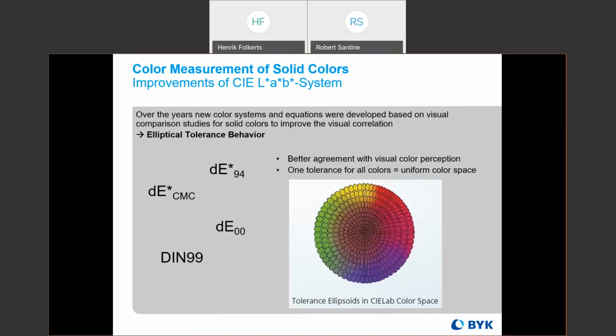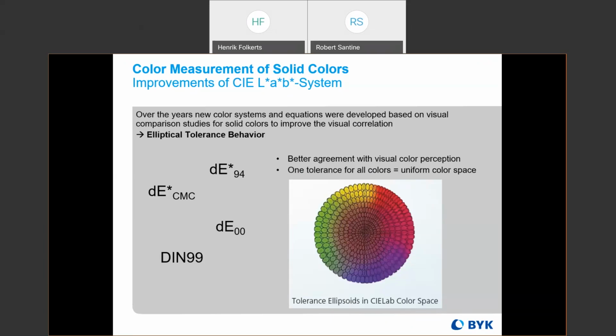Some of them are more spherical. If you go towards the center, towards the achromatic or the more neutral colors that have less chroma in them, those tolerance shapes tend to be more spherical or circular. And as you go further out, they become more elliptical, so the shape can change, and also the overall size can change depending on where we are in color space.